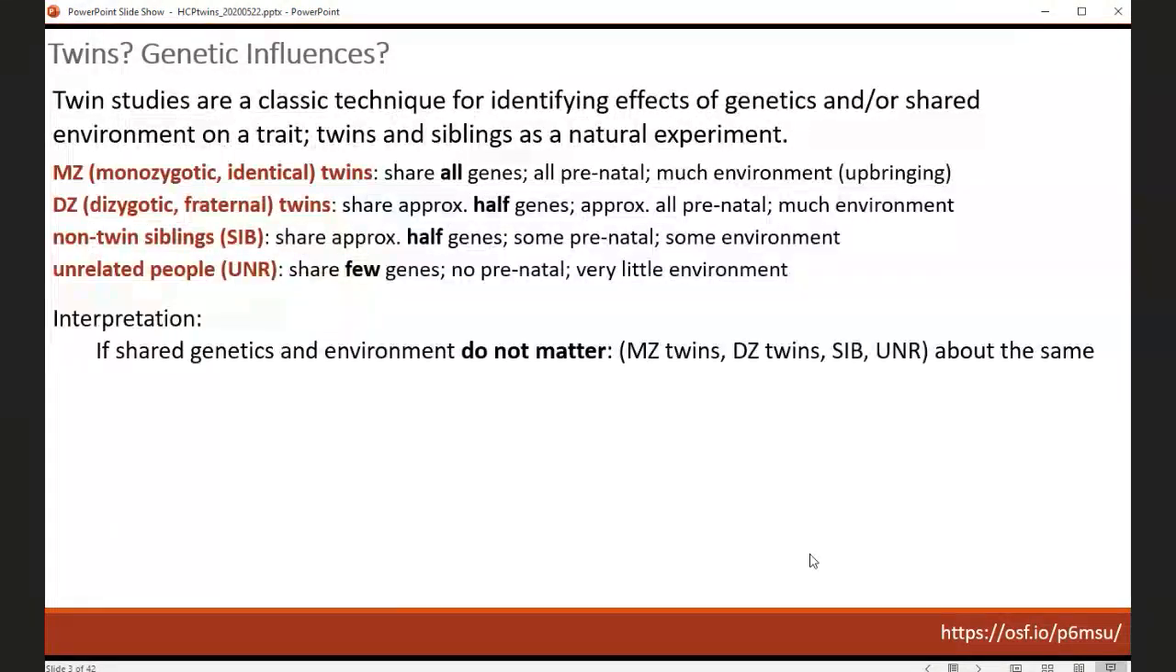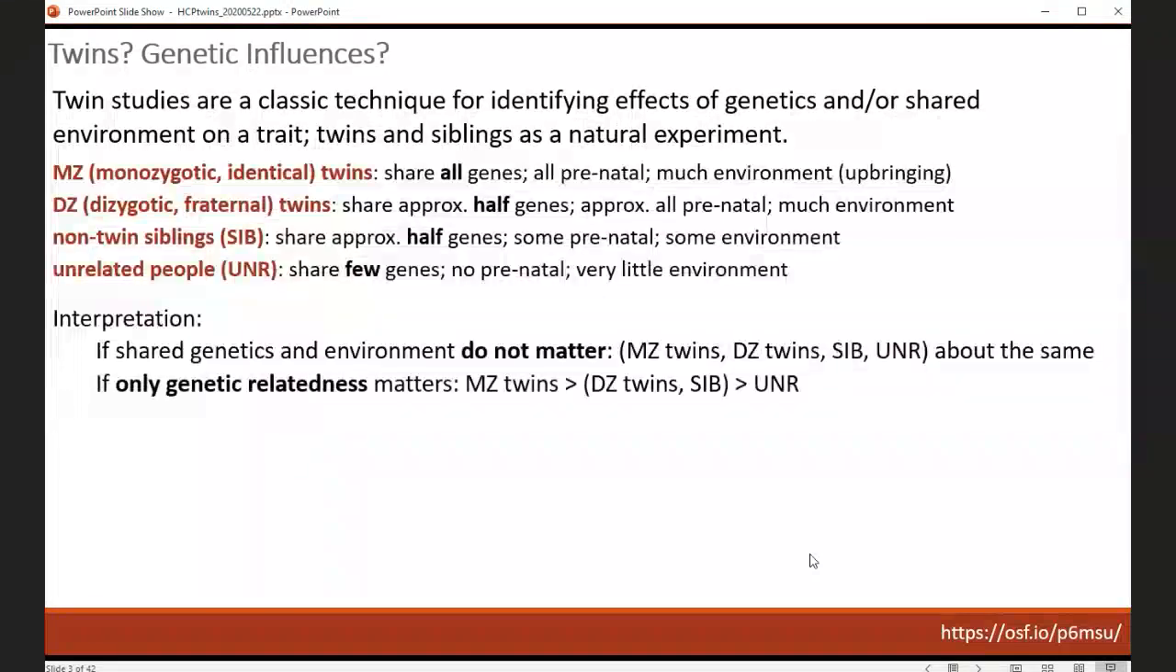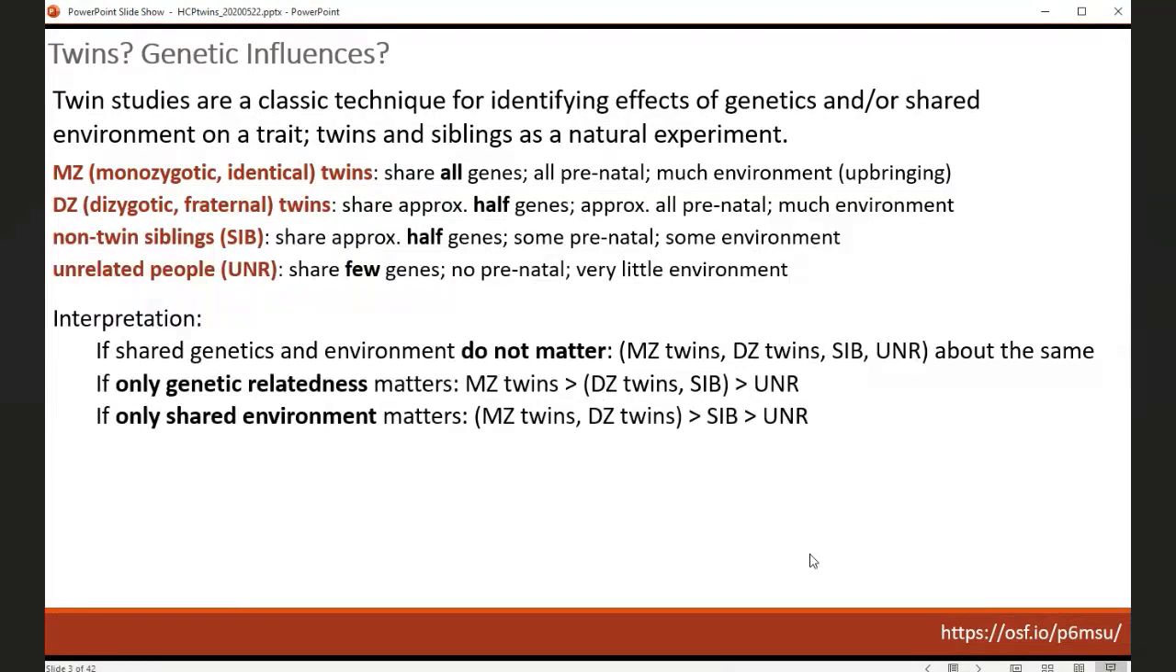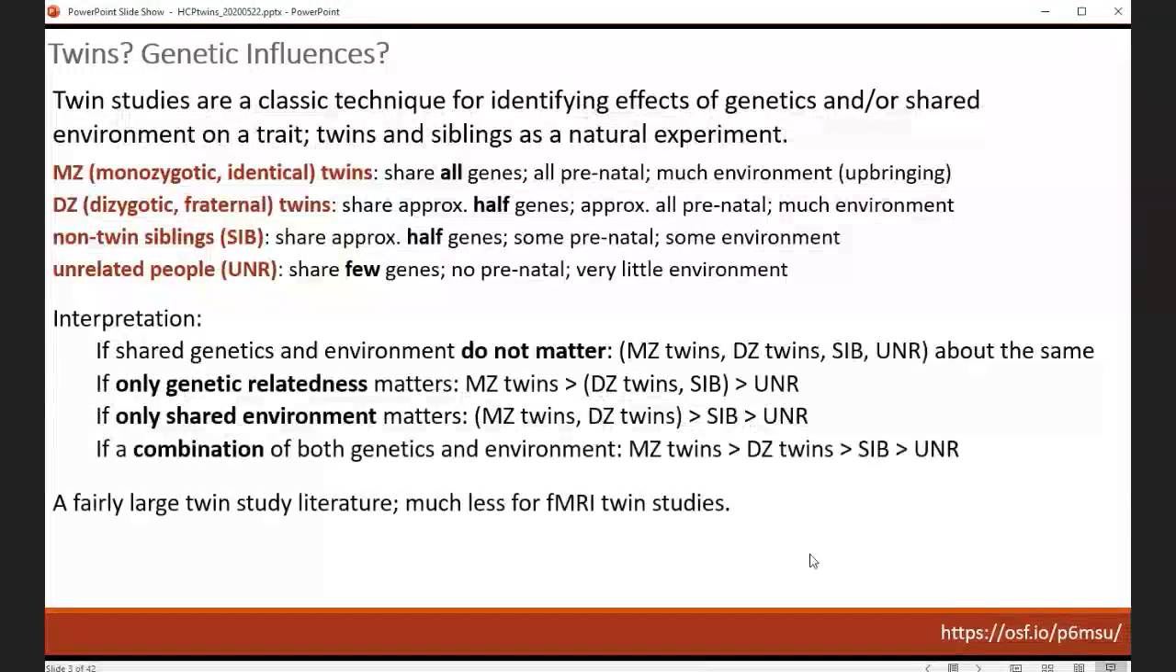So that gives us a way to set up the interpretation, because if shared genetics and environment don't matter at all for the heritability of a trait, whether you have a pair of MZ twins, a pair of DZ twins, a pair of siblings, just a pair of people, the likelihood of them being similar on that trait is going to be about the same regardless of the kind of pair you made. Whereas if only genetic relatedness matters, then the MZ twins are much more similar than the DZ and siblings, who are about the same, and then the unrelated, and then of course you can get mixes. So there's a fairly large literature on twin studies. As I said, they've been around for quite a while.